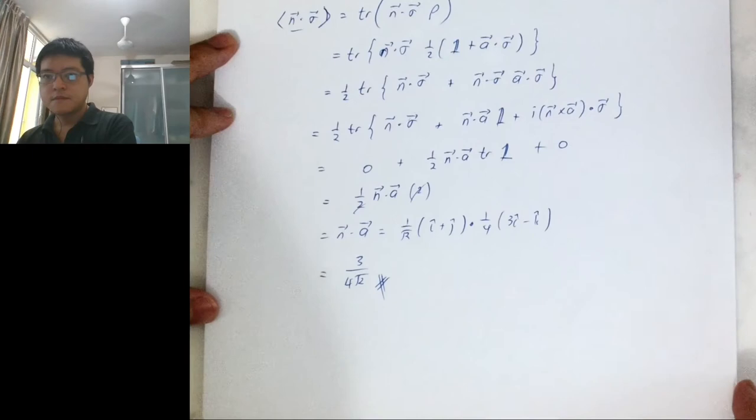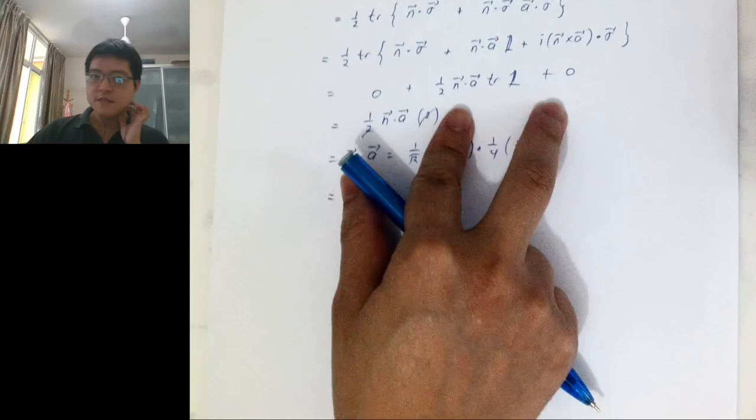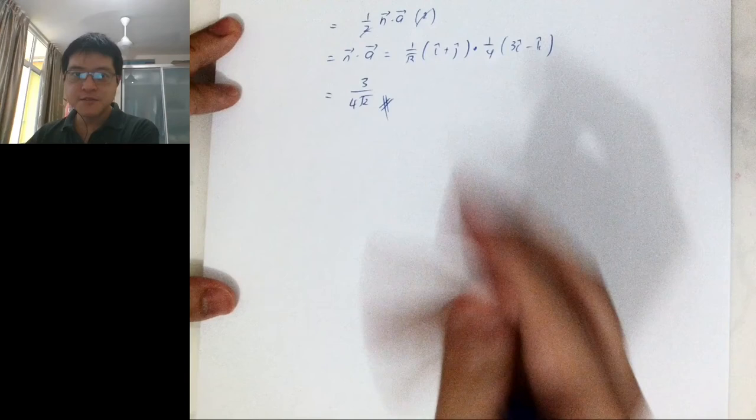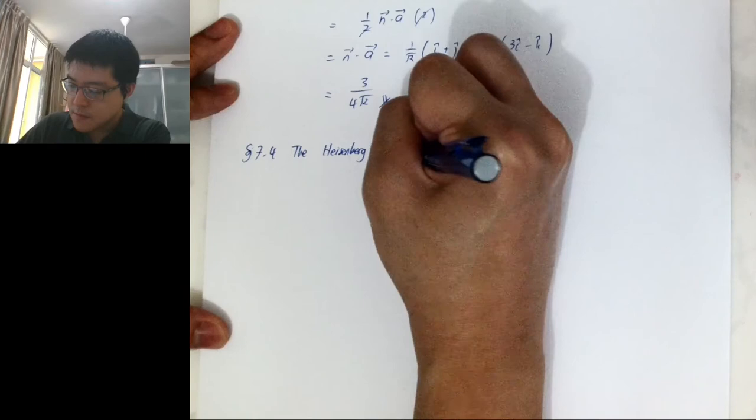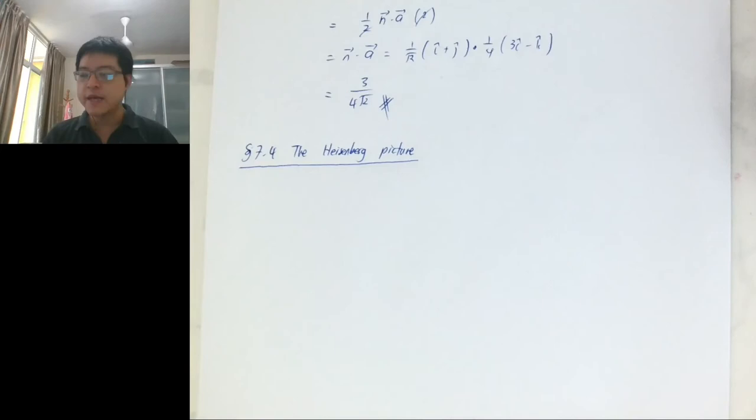So the Heisenberg picture is... well, I'll tell you the story soon. Let me write this down first. 7.4. So why is it called the Heisenberg picture? There are two pictures in quantum mechanics. Actually, everything that we have been doing so far is called the Schrodinger picture.